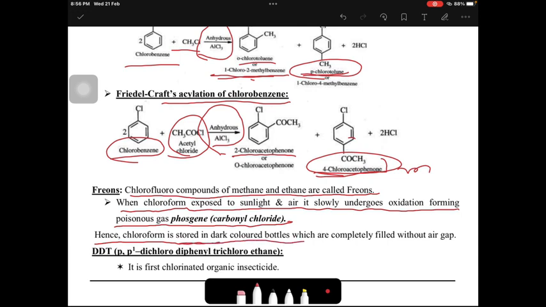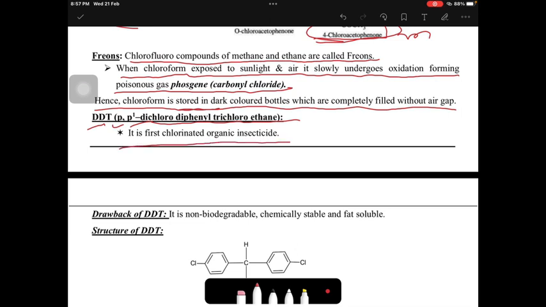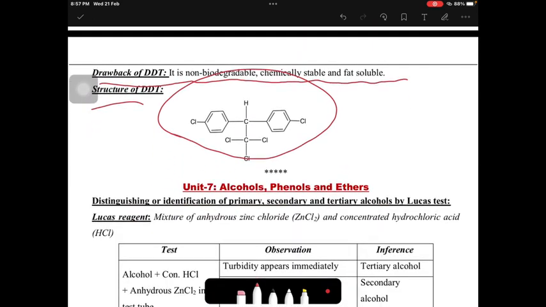stored in dark colored bottles which are completely filled, leaving no air gap. DDT, p,p'-dichlorodiphenyltrichloroethane, is the first chlorinated organic insecticide. Drawbacks of DDT: it is non-biodegradable, chemically stable and fat soluble. This is the structure of DDT. Next, seventh chapter: alcohols, phenols and ethers.